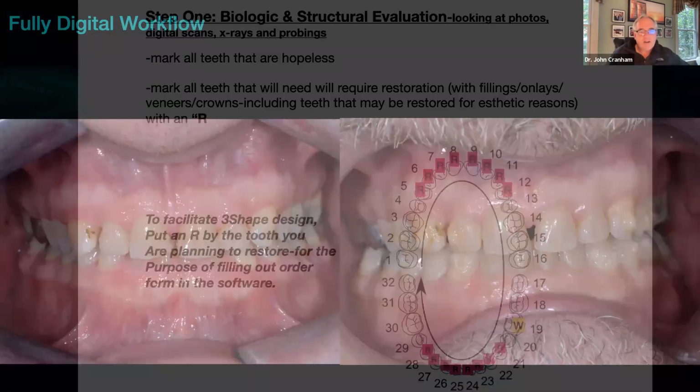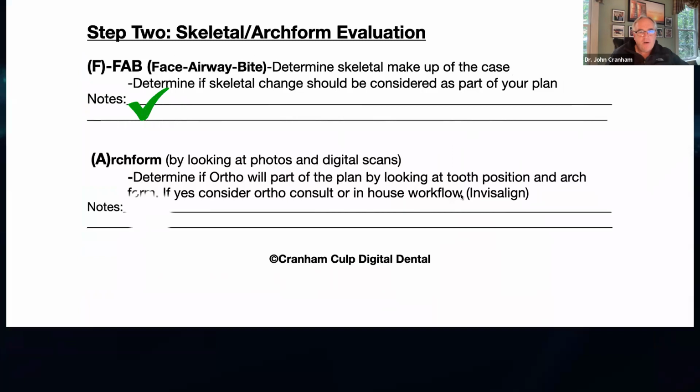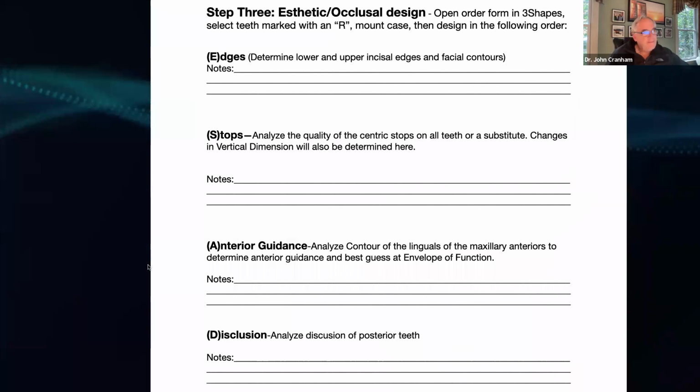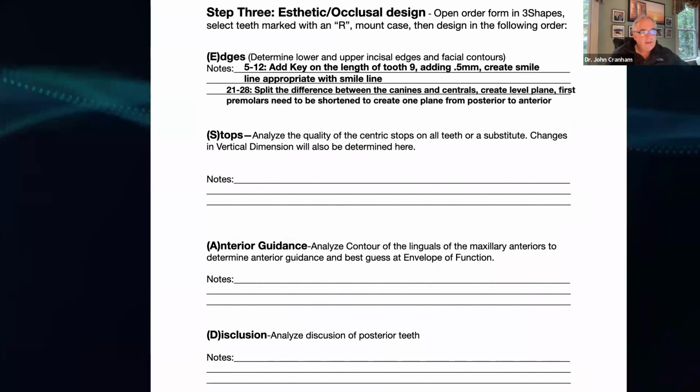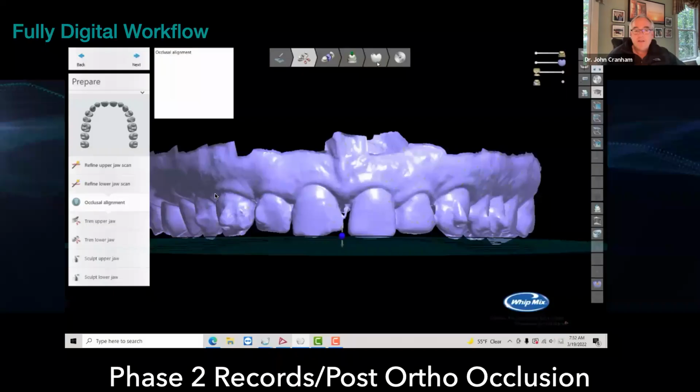All right, now we can start our design work, and this is when we're going to scan again. We've got the teeth marked that we're going to restore. If we go through our FAB, the face, airway, bite and the arch forms are good at this point. And now what I'm going to be doing is making some notations of what I'm going to do with the edges, the lower incisors and the upper incisors, how I'm going to dial in my stops, how I'm going to get my anterior guidance, and some notes on posterior disclusion. And this is where, if you filled out this form, you could just send the scans to the lab and let them do it. Or you can do it yourself.